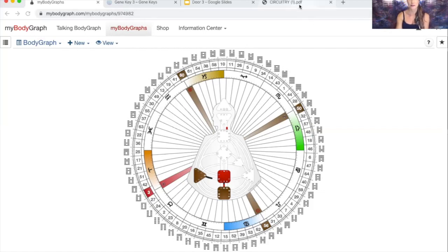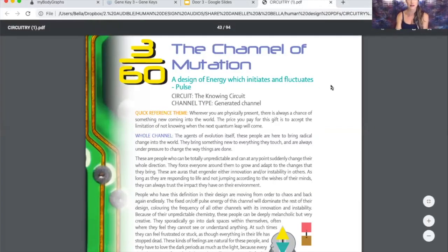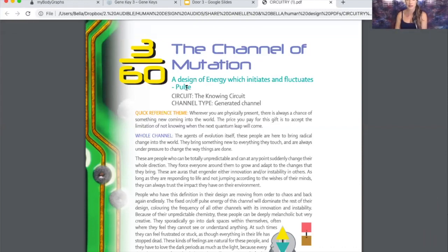When we look at it in the circuitry book, it's called a channel of mutation, a design of energy which initiates and fluctuates. It's a pulsing energy, it's a format energy. And the quick reference theme is, whenever you are physically present, there is always a chance of something new coming into the world. The price you pay for this gift is to accept the limitation of not knowing when the next quantum leap will come.